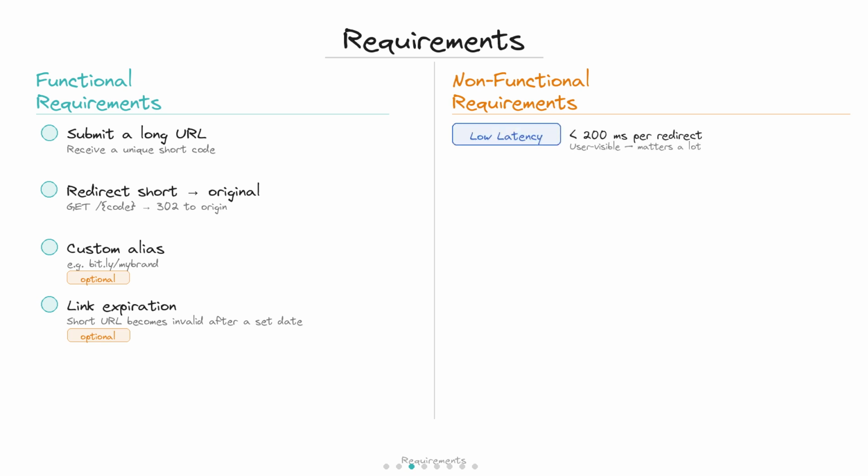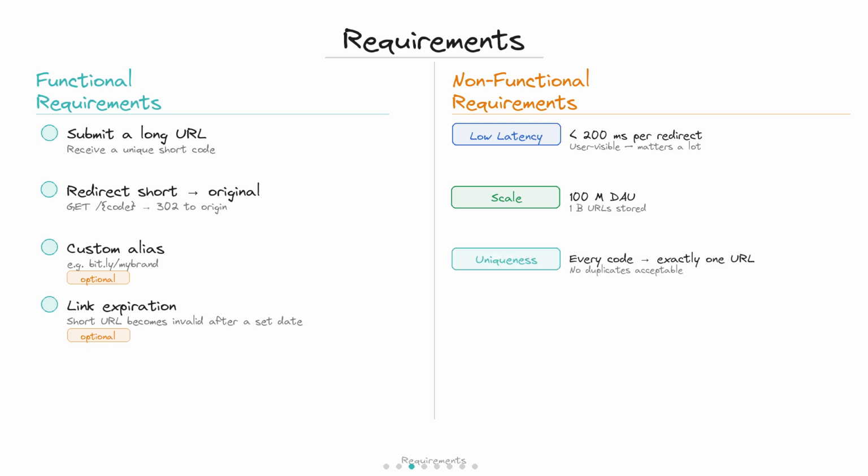First, low latency on redirects. We're targeting under 200 milliseconds. Think about it. Every time someone clicks a short link, they're waiting on us before they even see the destination page. Latency here is user visible, so it matters a lot. Second, scale. We need to support 100 million daily active users and store up to 1 billion URLs. These numbers will directly drive our architecture decisions.